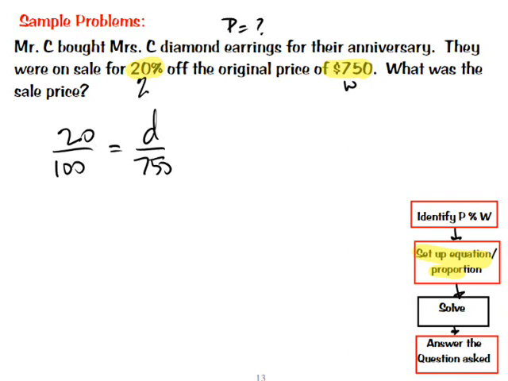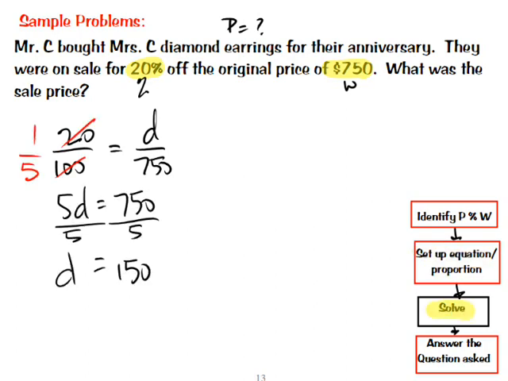So I set up my proportion using the letter D to represent my unknown, the discount amount. Below that is the whole, which is 750, and the other side of the proportion is 20%, 20 over 100. And now we can simplify and then solve. By solving the equation, I find that D, or the discount amount, is $150. But remember, the discount is what is subtracted from the original price to find the sale price.